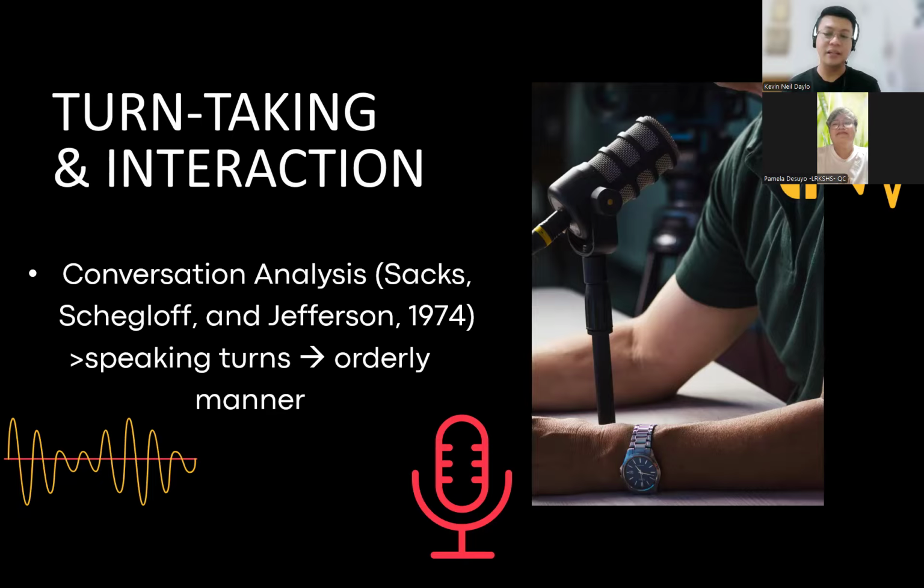Also, it's worth mentioning that the study of turn taking has a long history in conversation analysis. One of the foundational works is the study of Sacks, Schegloff, and Jefferson back in 1974, which explains how participants systematically organize speaking turns so that conversations can proceed in an orderly manner. Their work continues to influence contemporary studies of interaction, including research on online and technology mediated communication.